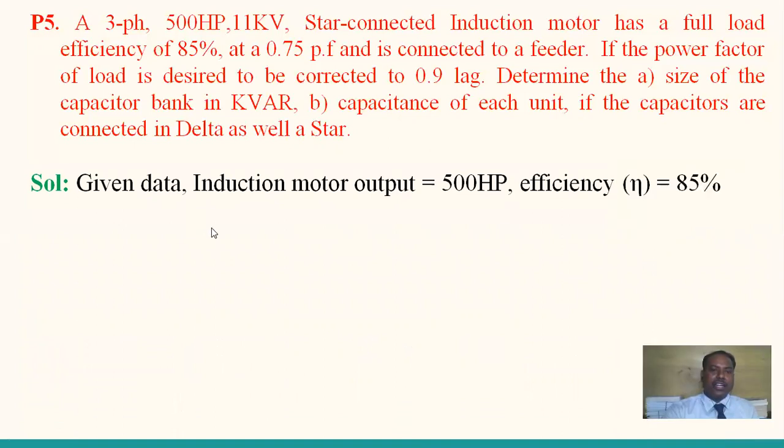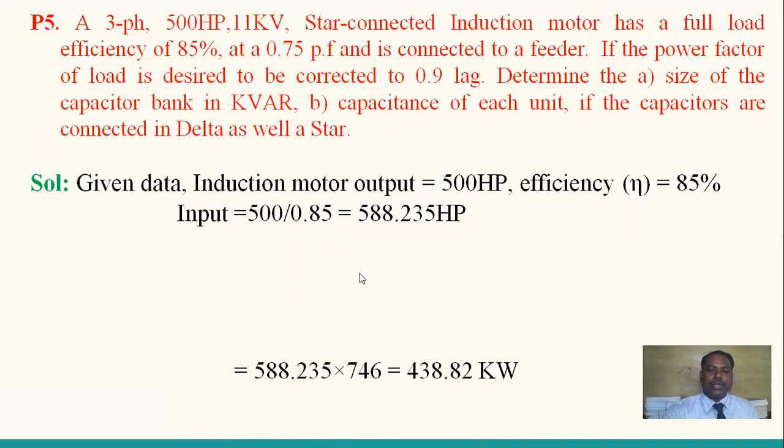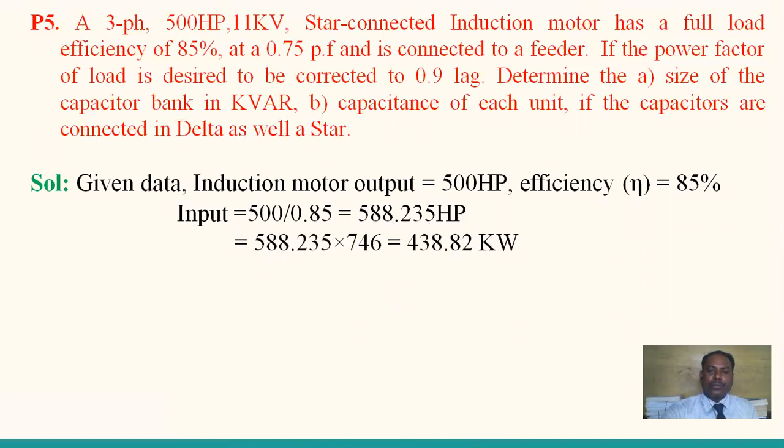As per the given data, the induction motor output is 500 HP and efficiency is 85%. So therefore, what is the input? Output by efficiency, which is equal to 588.235 HP. Horsepower is to be converted into kilowatts, simply by multiplying with 746, which is equal to 438.82 kilowatts. This is the input power.